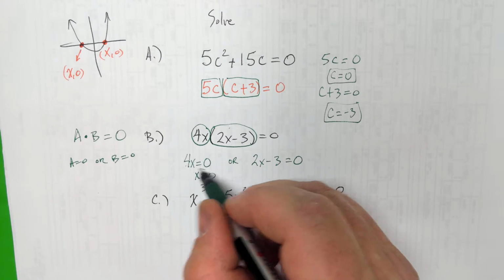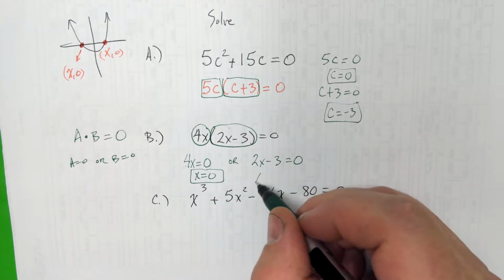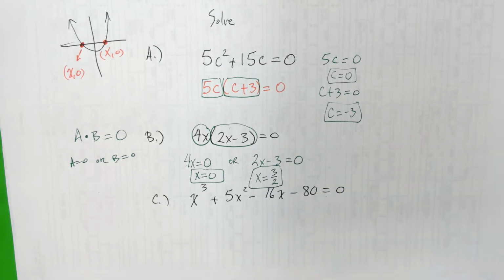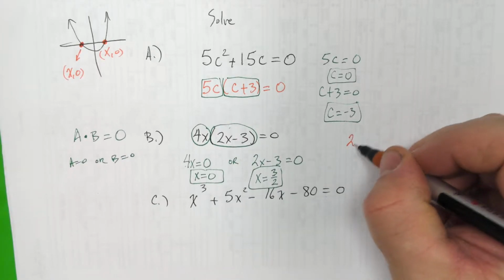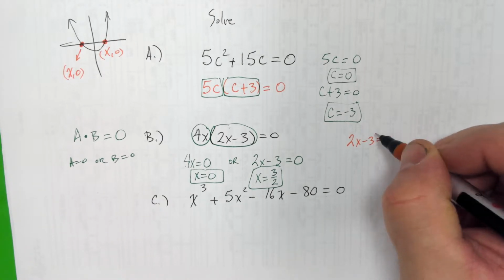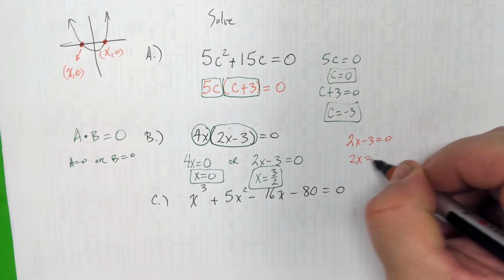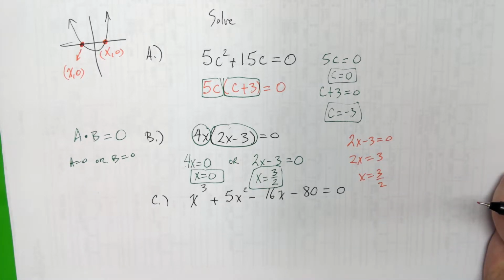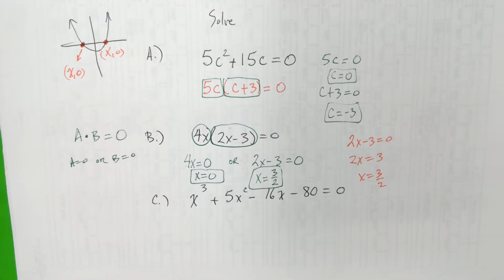So this one has to be 0, right? X would be 0. That's one answer. The other answer is x equals positive 3 over 2. Because you use inverse operations, you add 3 and then divide by 2, right? Why is that 3 over 2? Because you add 3 first, and then you divide by 2. Good?